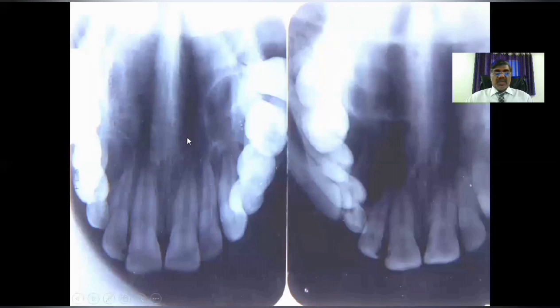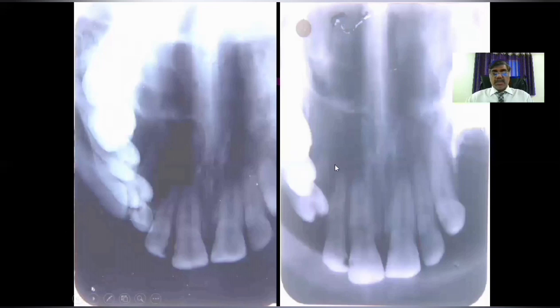So this is what happened. At the second recurrence, there was a unilocular radiolucency, but when it recurred and had become sufficient size, it showed the multilocularity. And when this canine and this multilocular lesion were enucleated, again it recurred for the second time.